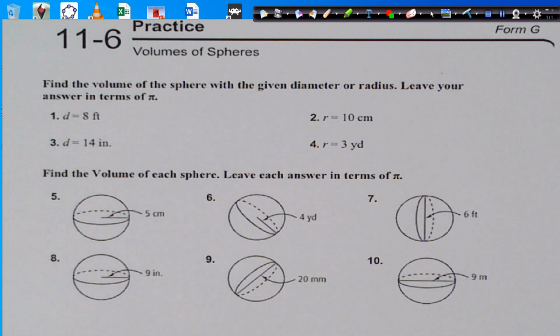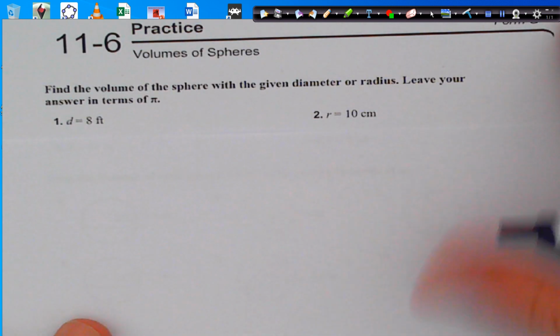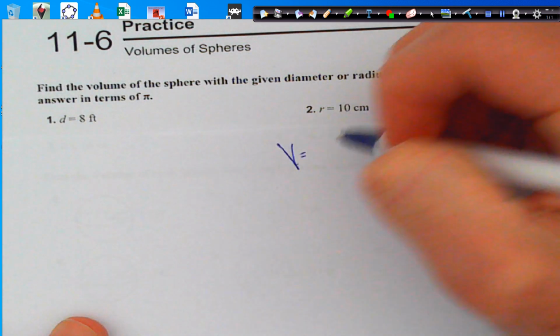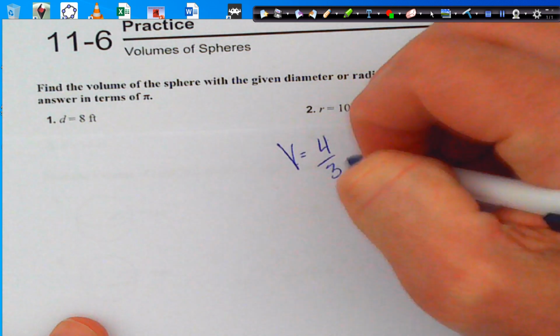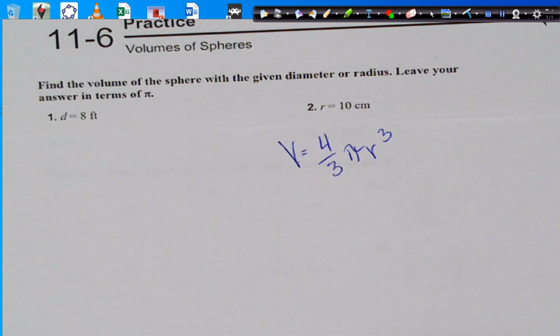Welcome to 11.6 evens, volume of the spheres. So let's get started. First things first, the volume of a sphere is 4/3 pi r cubed. It's kind of a weird formula here. 4/3 pi r cubed. And what we're going to do is use that for this problem.